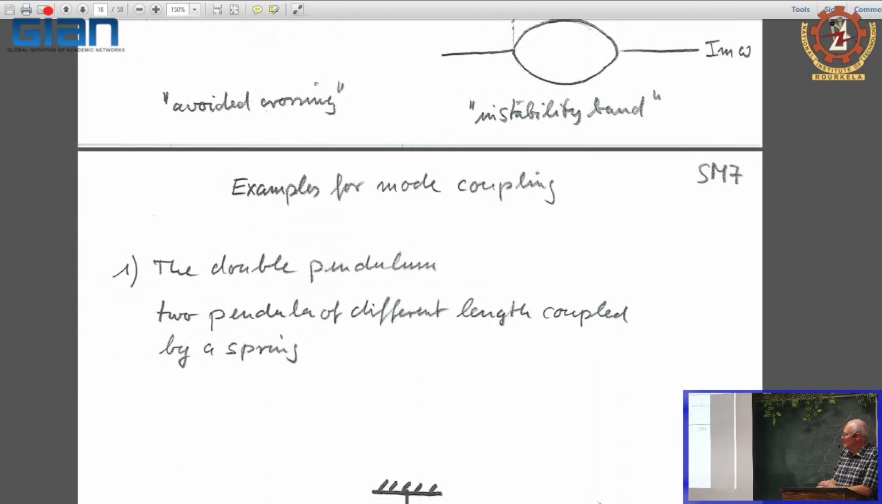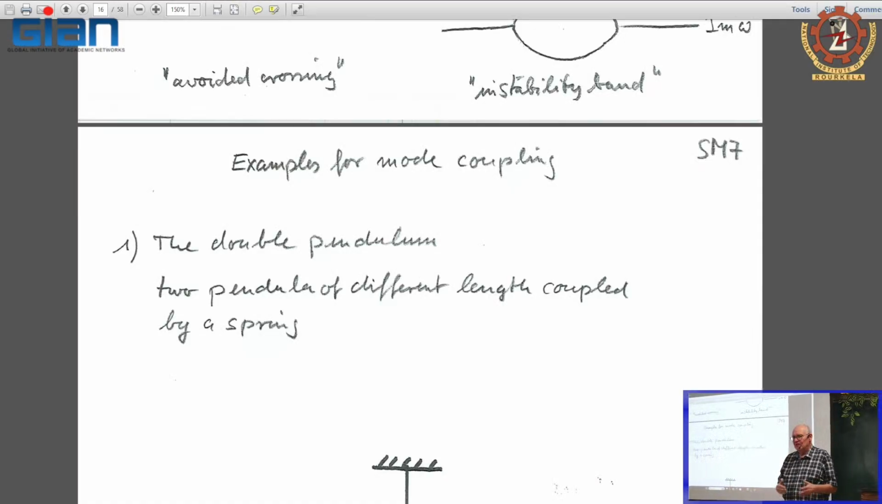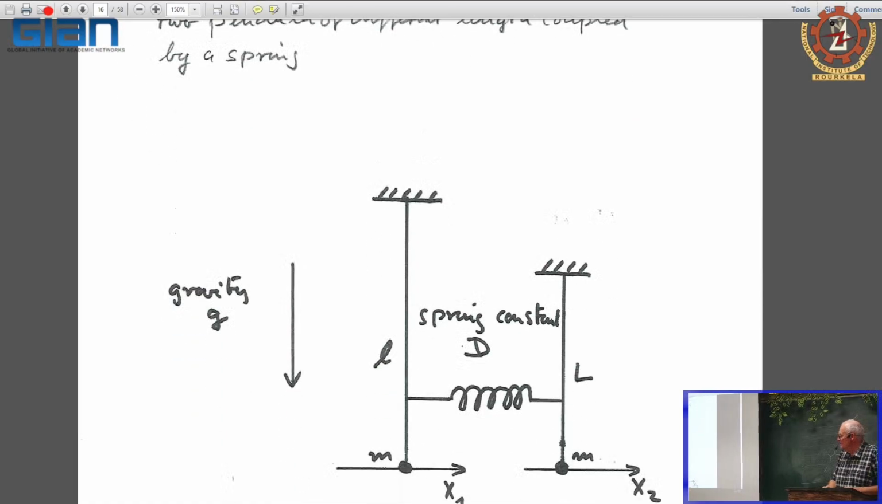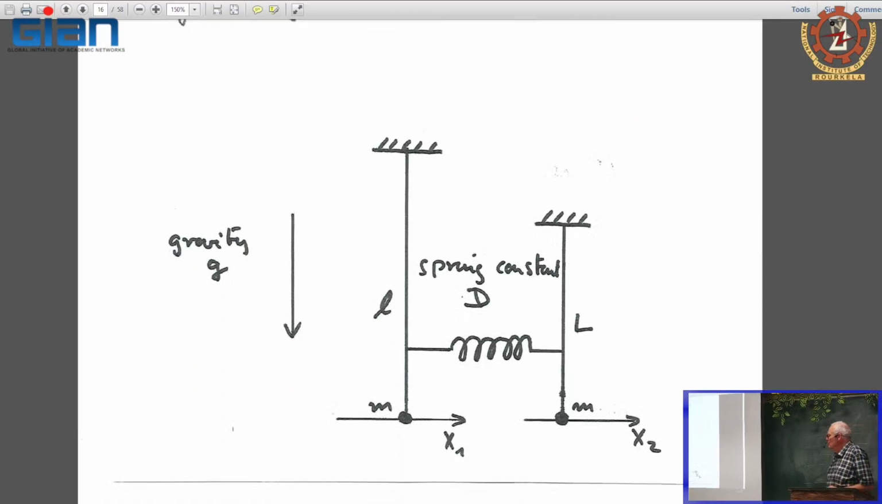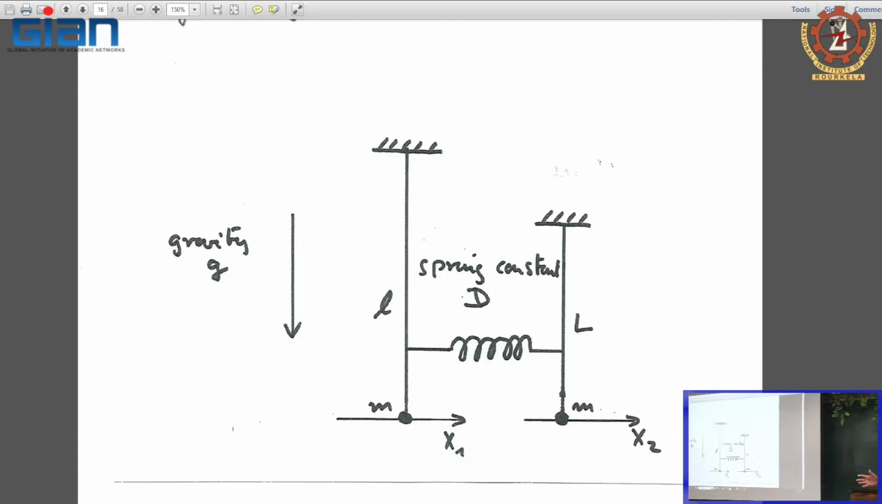Well, first case is the so-called double pendulum. The double pendulum consisting of two pendula acting under the action of gravity and a coupling spring which have different length. Okay, this is the situation. We have two pendula which have different length, one with the length L and the other one the length capital L, two masses, and which are coupled through a spring with constant D and gravity acting in the vertical direction.